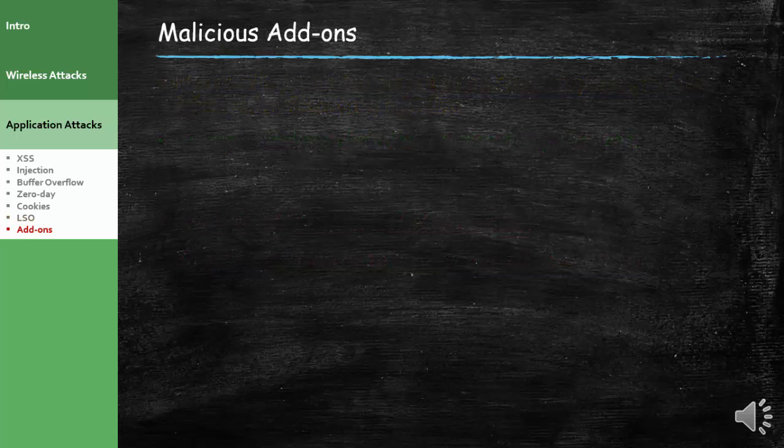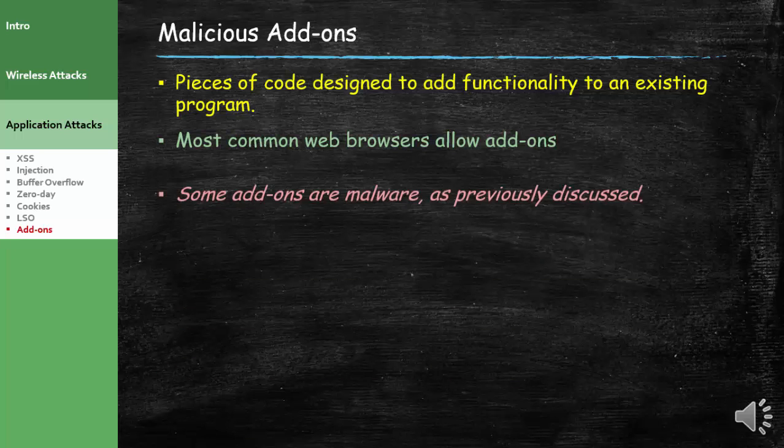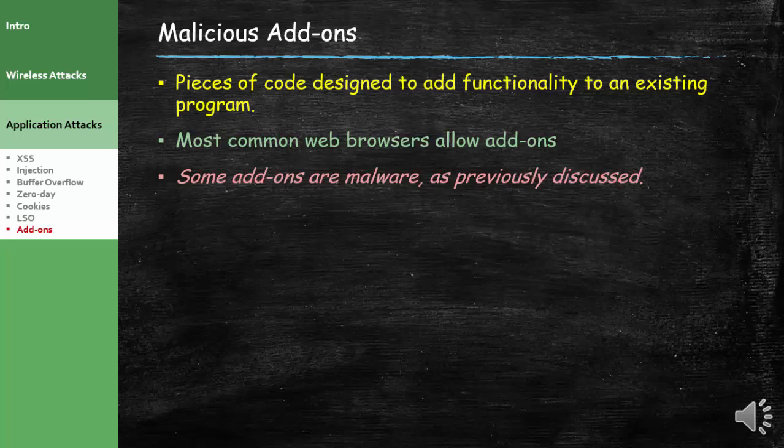The last thing we're going to talk about for application attacks is malicious add-ons. A lot of applications, especially web browsers, right? Web browsers are infamous for having these add-ons. Almost every major web browser has the ability to add add-ons that add additional functionality to that program. Some of those add-ons, while most of them are useful and do some good stuff, some of them are malware. And, as previously discussed, we already talked about things like Trojans. A malicious add-on is a perfect example of a Trojan.